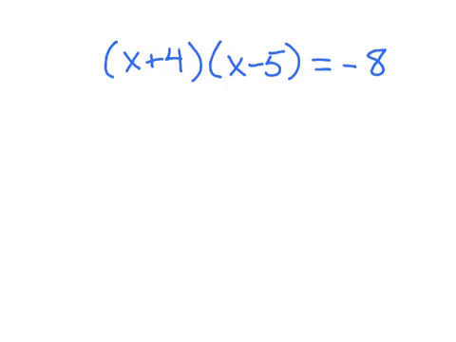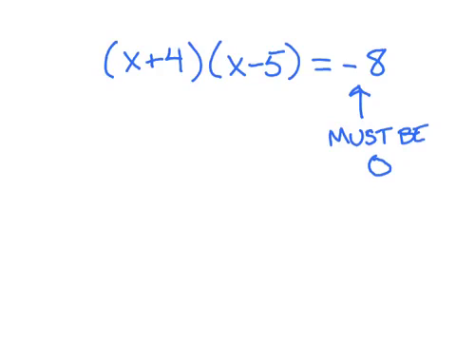And the reason I wanted to take you through this is that it's very tempting to look at this and say, oh, well, this side is factored already, so all I need to do is take x + 4, set it equal to negative 8, and solve. Then take this one, x - 5, set it equal to negative 8 and solve. But that doesn't work. The property that you're trying to use there is called the zero product rule. And that only works if we have the product of two things equal to 0. And here, it's not equal to 0. It's equal to negative 8.